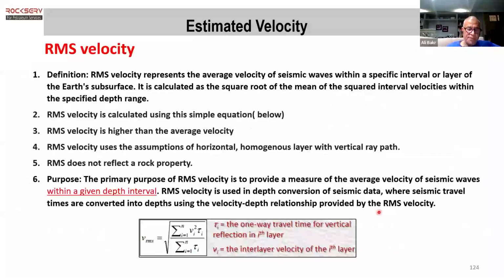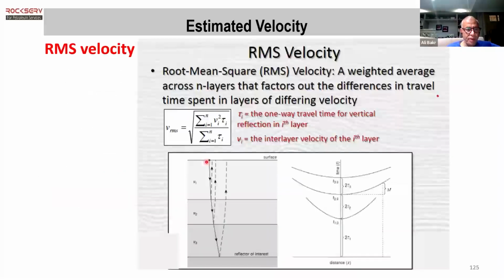RMS velocity, as I mentioned, is just a velocity we derived using an equation, but it doesn't reflect any rock properties. I am also calculating using this, but actually this velocity is important for us sometimes in depth conversion, and we will learn how we can use it. Because what we get from Dix's equation is usually RMS figures for the velocity itself. So as I mentioned in number 5, RMS does not reflect the rock property. Okay.